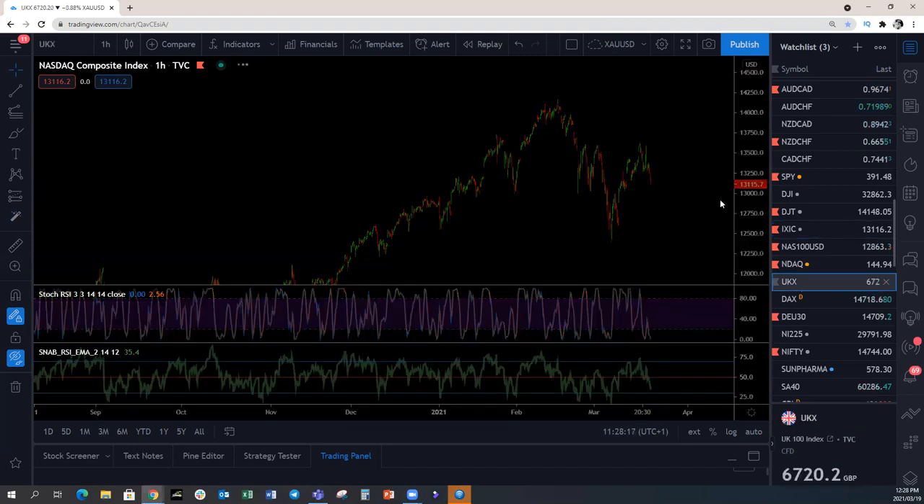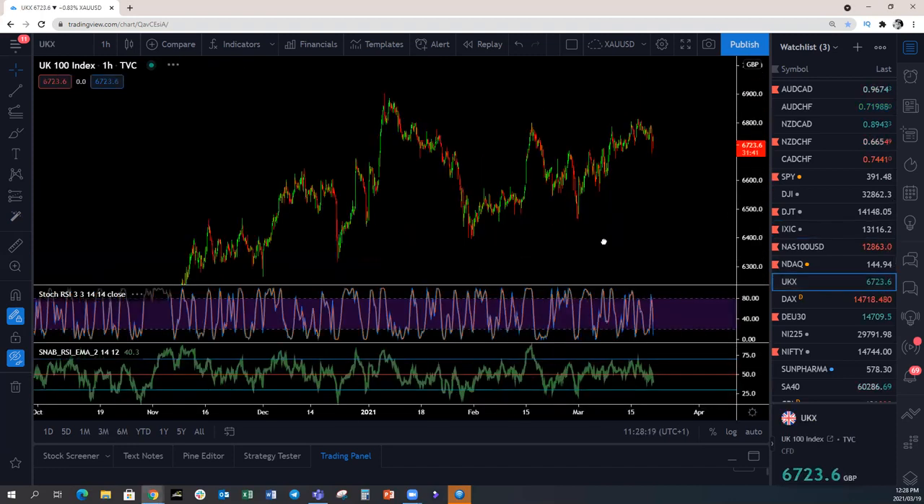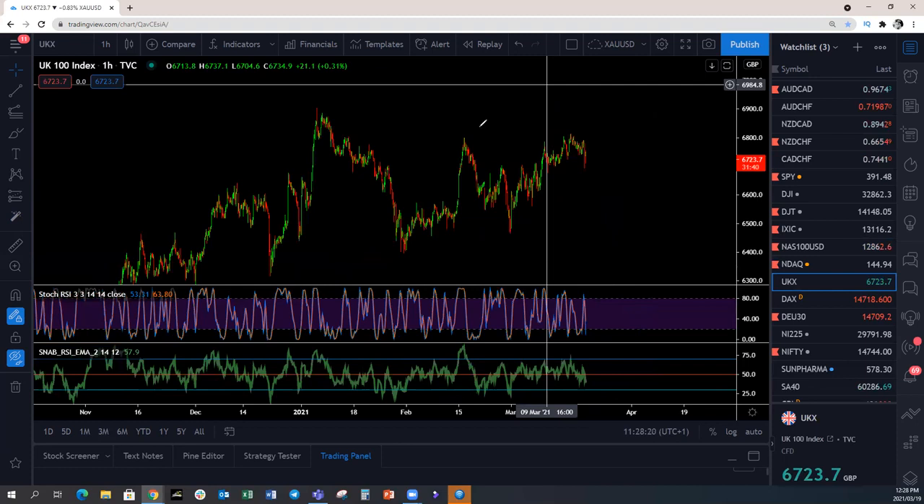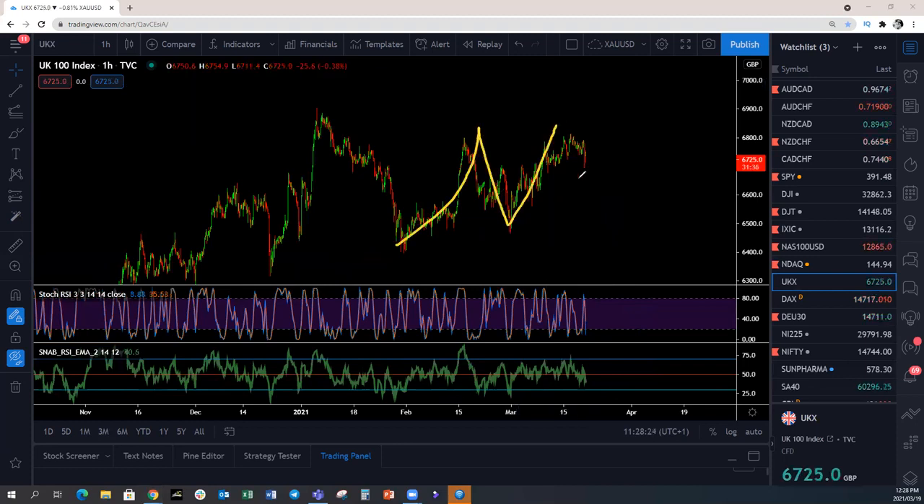UK 100. Are these three waves complete on the UK 100? We're still expecting a little bit more before we get upside. For downside here, we'll only have it if we get a confirmation for downside. We need to get a continuation pattern here to confirm that downside is going to come now.